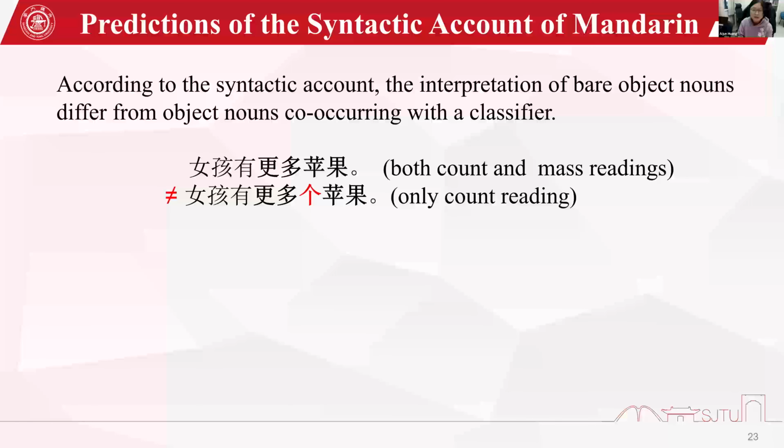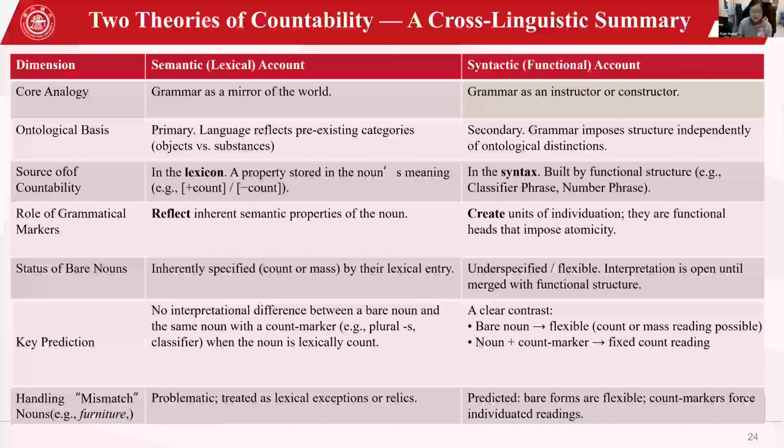So the syntactic count would predict that these two sentences, 女孩有更多苹果 and 女孩有更多个苹果, have different interpretations. According to this account, the first sentence, 女孩有更多苹果, should have both count and mass readings. But with the classifier, 女孩有更多个苹果, only the count reading is possible. We can see that the semantic count and the syntactic count have two different predictions about the same set of sentences.